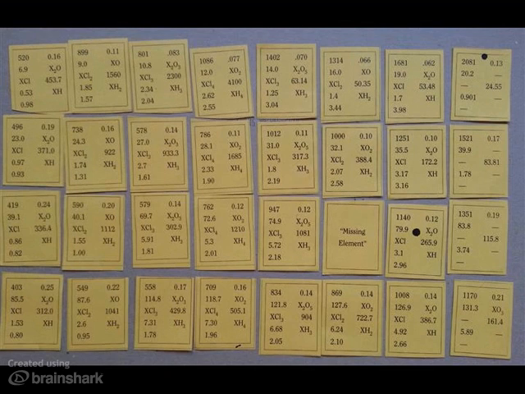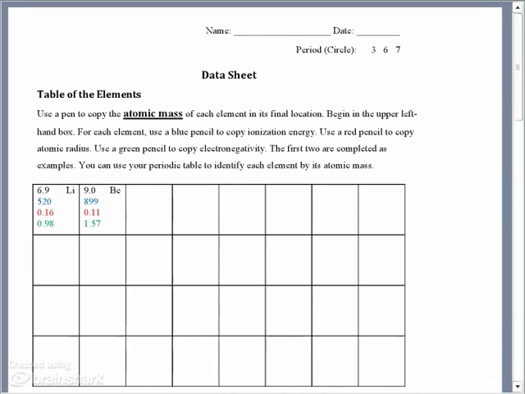Here is a likely arrangement of the element cards. You will now need your data sheet. In pen, copy the atomic mass of each element into your data table, beginning in the upper left corner. The next step is described at the top of your data sheet. You're going to be transcribing your group's periodic table arrangement onto this data table.